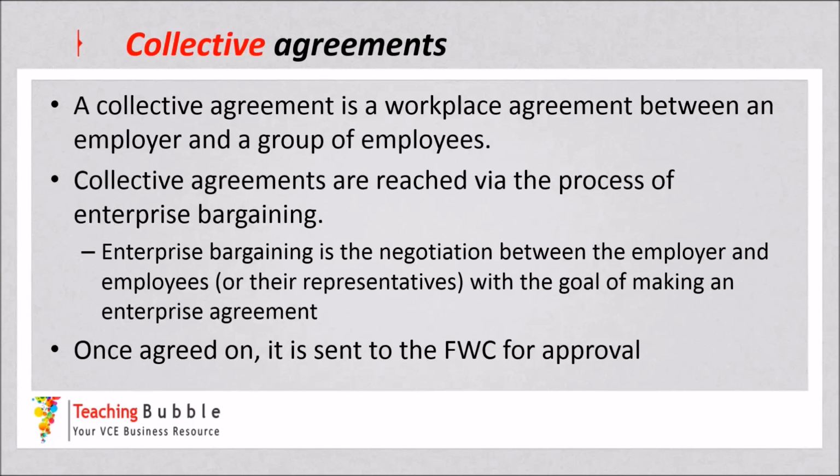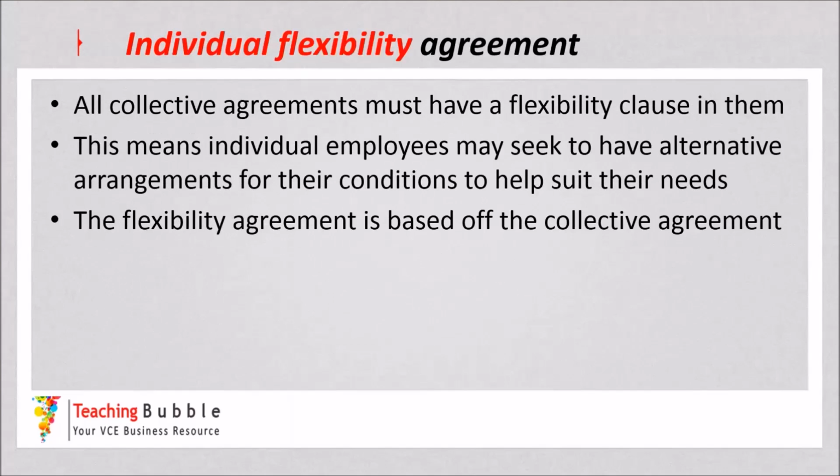But what they'll do is they'll compare it against the industry award to make sure that it does not undercut the award. A collective agreement cannot undercut the award because, as we said in the previous slide, no employee can be paid or receive conditions underneath or below that industry award. So that's what the Fair Work Commission does, and they check that it's either at the award or above it, and most collective agreements are above the industry award.